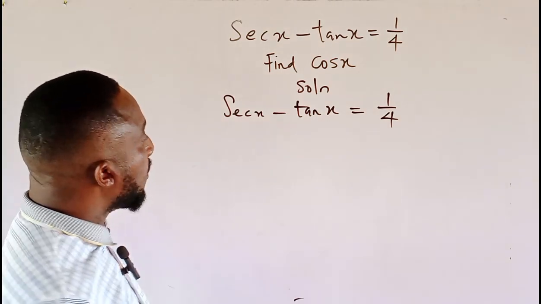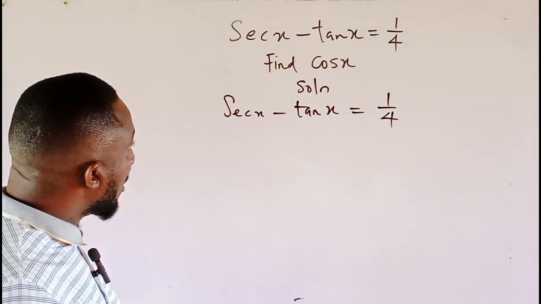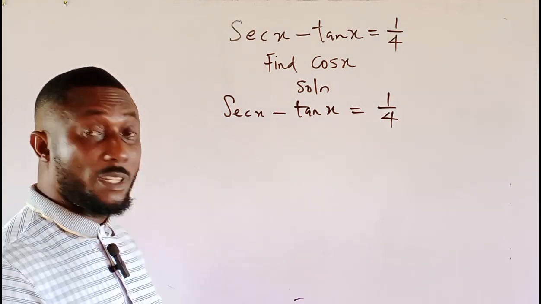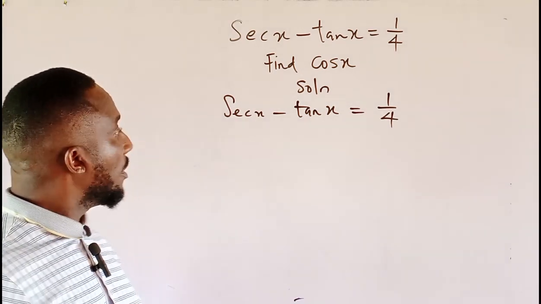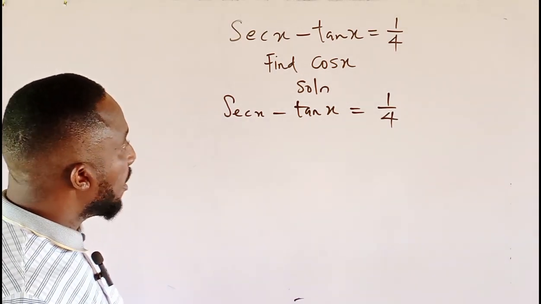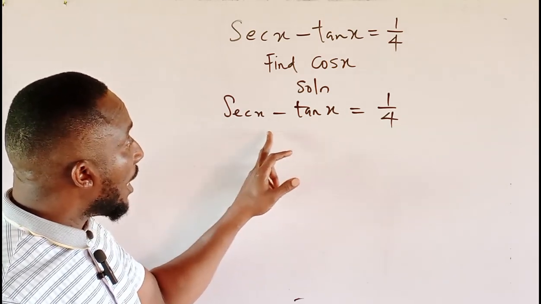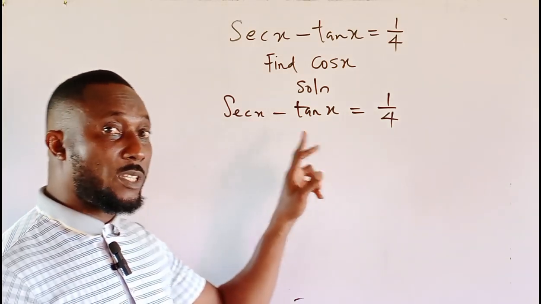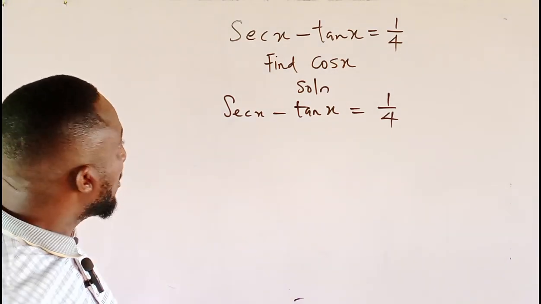I can actually solve this problem by squaring both sides, then cleaning up the algebra, and then maybe using one or two trig identities. But I'm not going to do that. Because we have secant x minus tangent x, I will try to look for secant x plus tan x, and I can do that by using the famous difference of two squares.